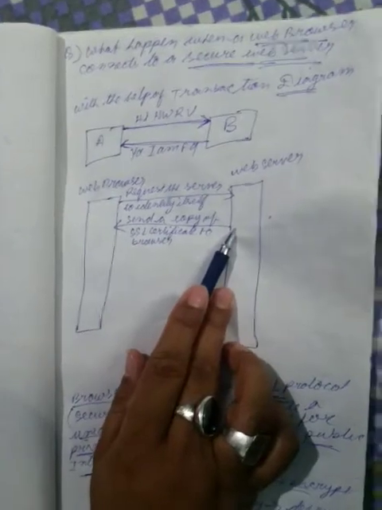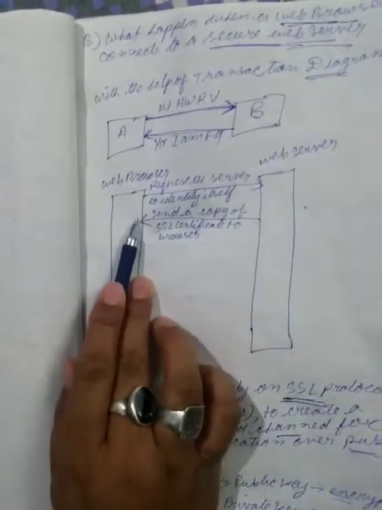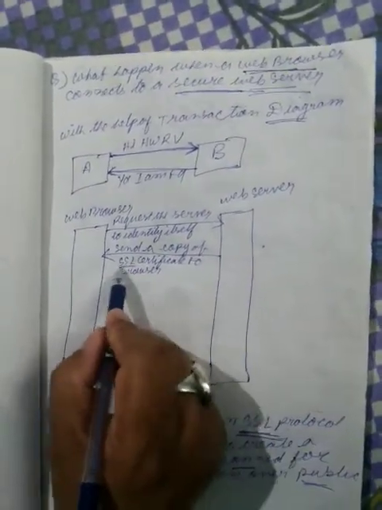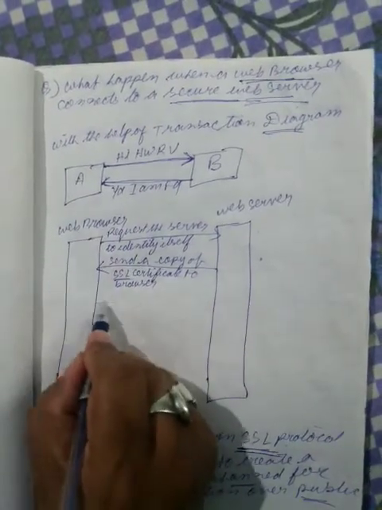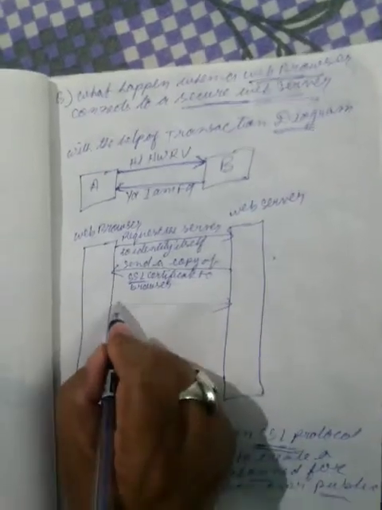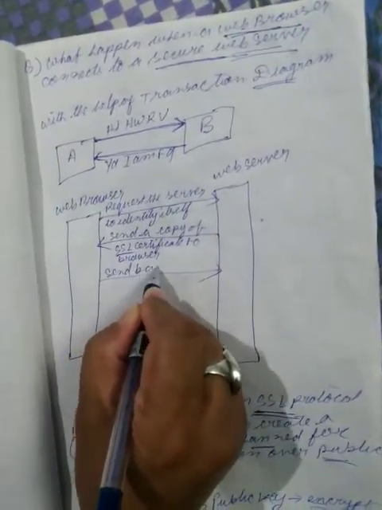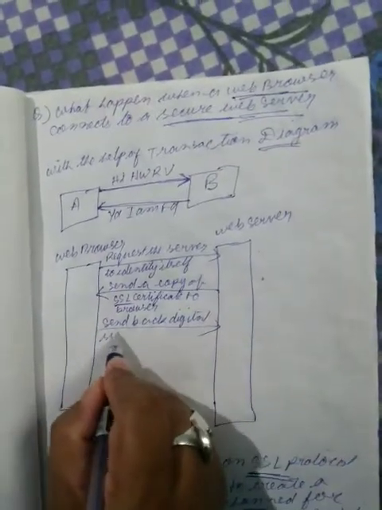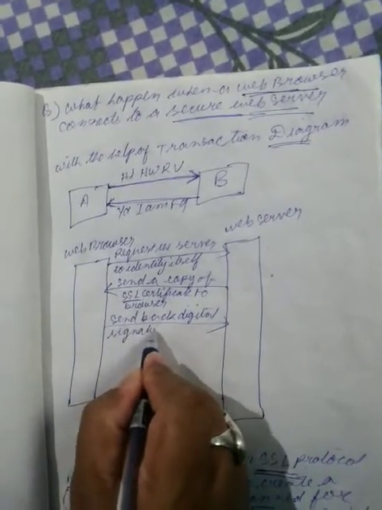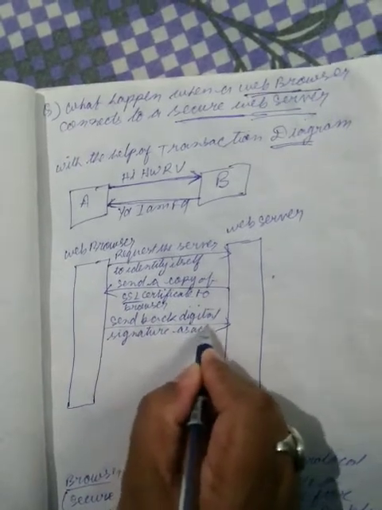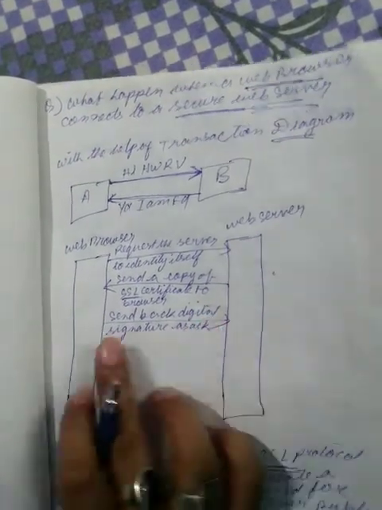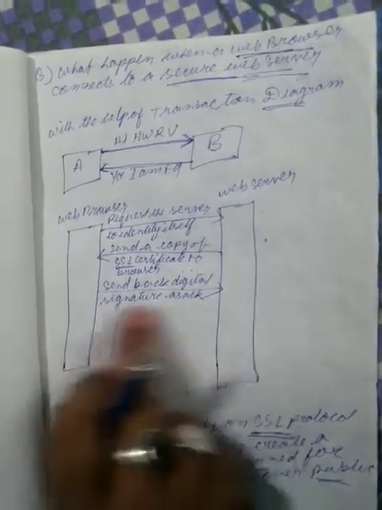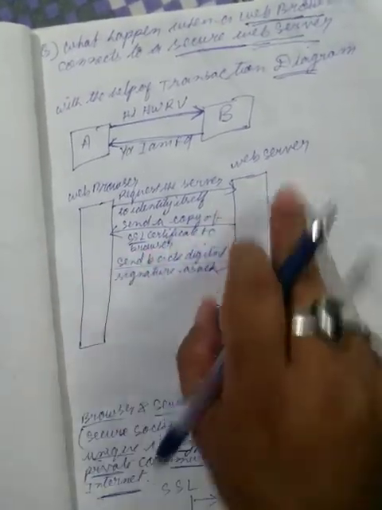Then after getting that SSL certificate from the web server, immediately the web browser sends back a digital signature as an acknowledgement. So I guess everybody remembers what the digital signature is that we are using. So the web browser is sending a response to the web server in the form of a digital signature, as an acknowledgement to start the session.